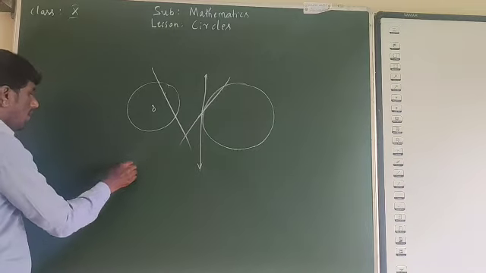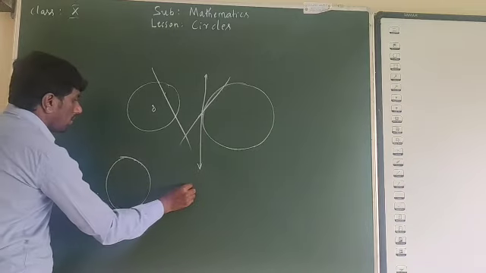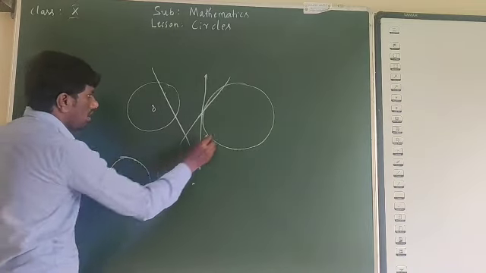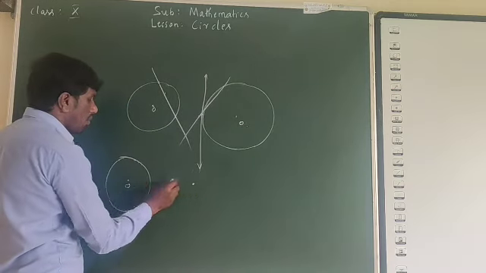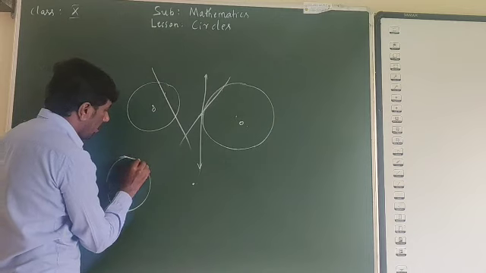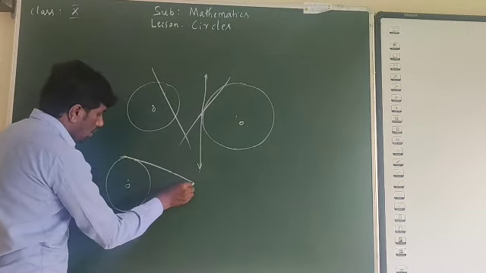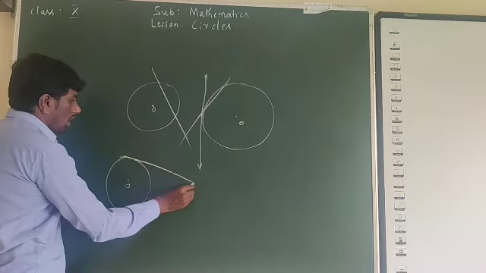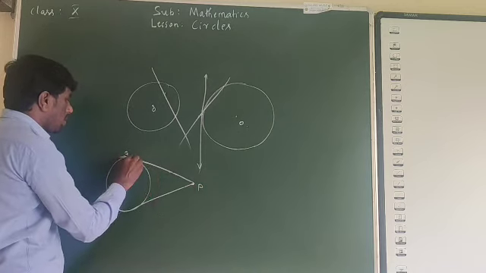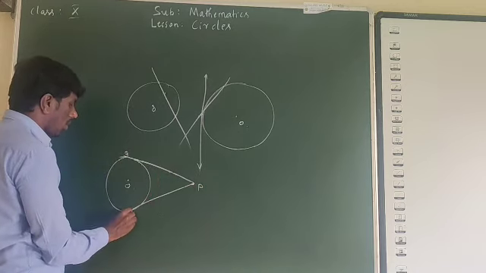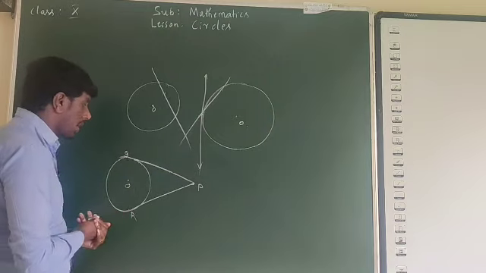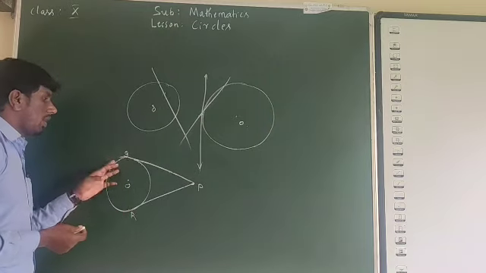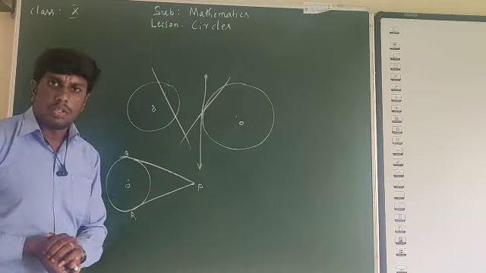If the point lies outside the circle, say suppose this is a circle, how many tangents can I write? I can write a maximum of 2 tangents. This is the point P, this is Q, the point of contact, and this is R. So PQ and PR are the 2 tangents I can write if the point lies outside the circle.